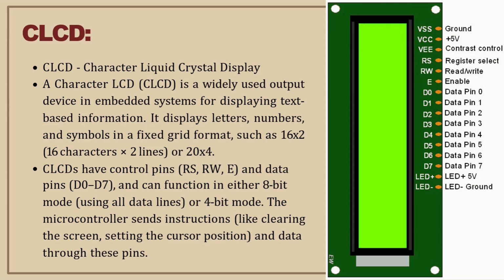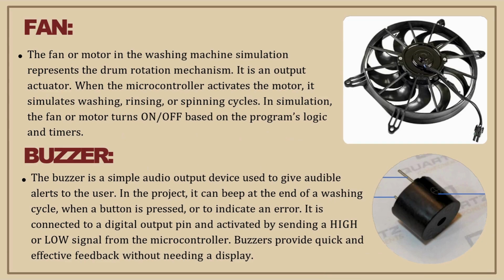Now let's move to the next peripheral, fan. The fan or motor in the washing machine simulation represents the drum rotation mechanism. It is an output actuator. When the microcontroller activates the motor, it simulates washing, rinsing, or spinning cycles. In simulation, the fan or motor turns on or off based on the program's logic and timers.